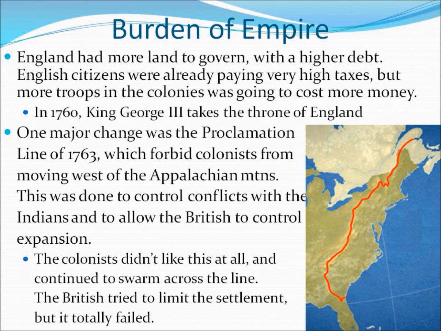Now, even though this line was set up, colonists still crossed it anyway. They ignored the order, at least a lot of them did. Obviously, there are not going to be British troops along every single foot of this line from Maine down to Georgia.